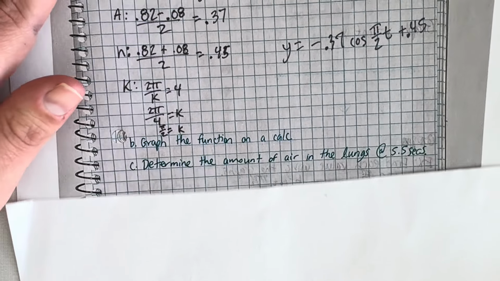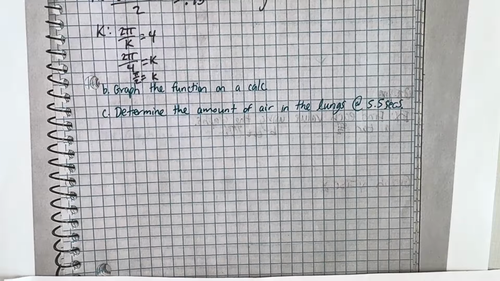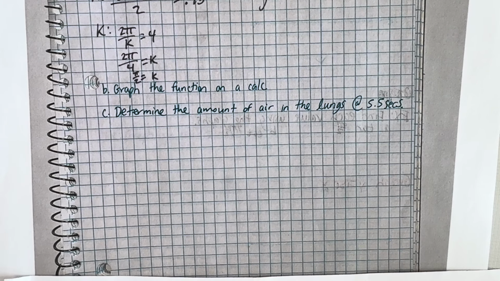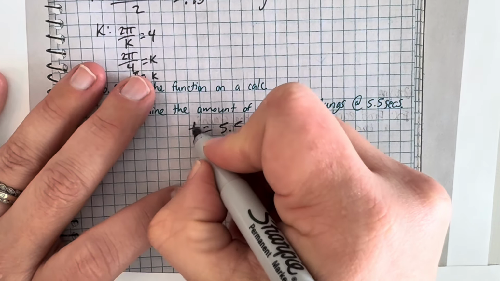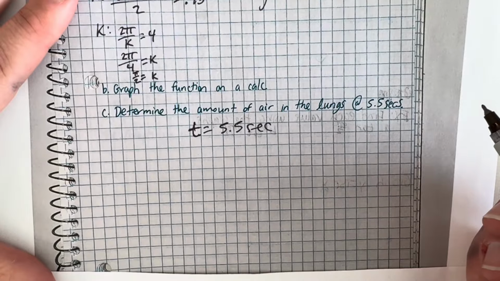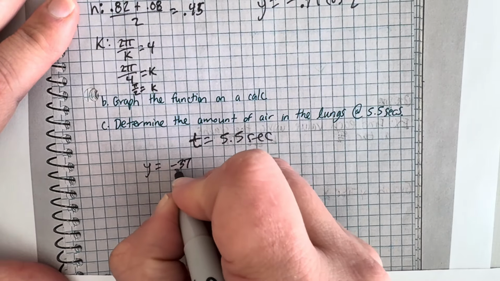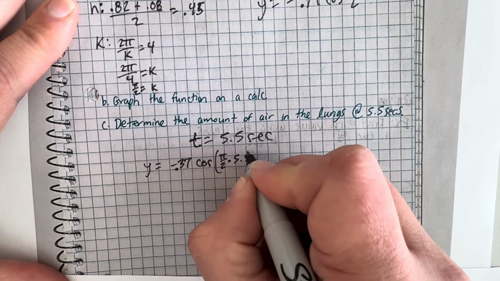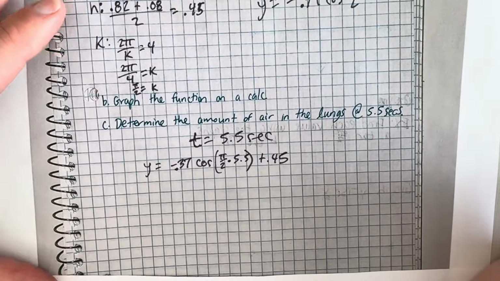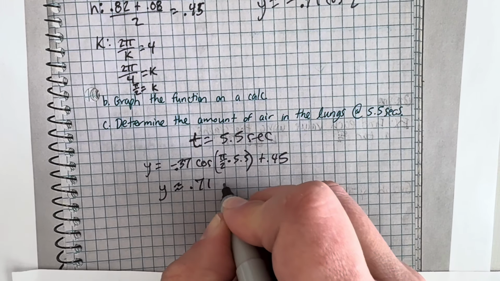And then the last thing it asks us to do is determine the amount of air in the lungs at 5.5 seconds. So how we are going to do that is we have a t of 5.5 seconds. I have a t up here in my equation, and I'm going to plug that in and solve, and it's going to tell me exactly how much air is in my lungs. Cosine of pi over 2 times 5.5. That all needs to go in my cosine. I'm going to throw that in my calculator, and that's going to get me an answer of 0.71 liters at 5.5 seconds.